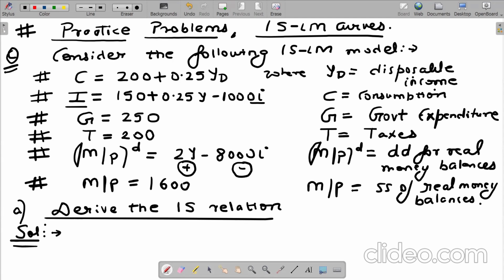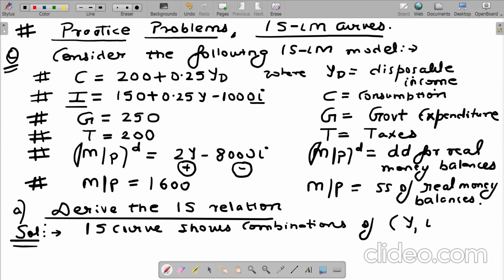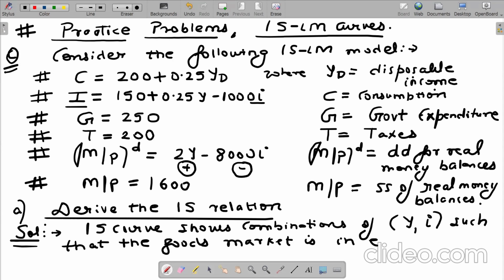First of all, I'm just revising with all students. You must have gone through my lectures on Keynesian economy and ISLM. What does the IS curve denote? So I'm just writing it. The IS curve shows combinations of output and interest rates such that the goods market is in equilibrium.